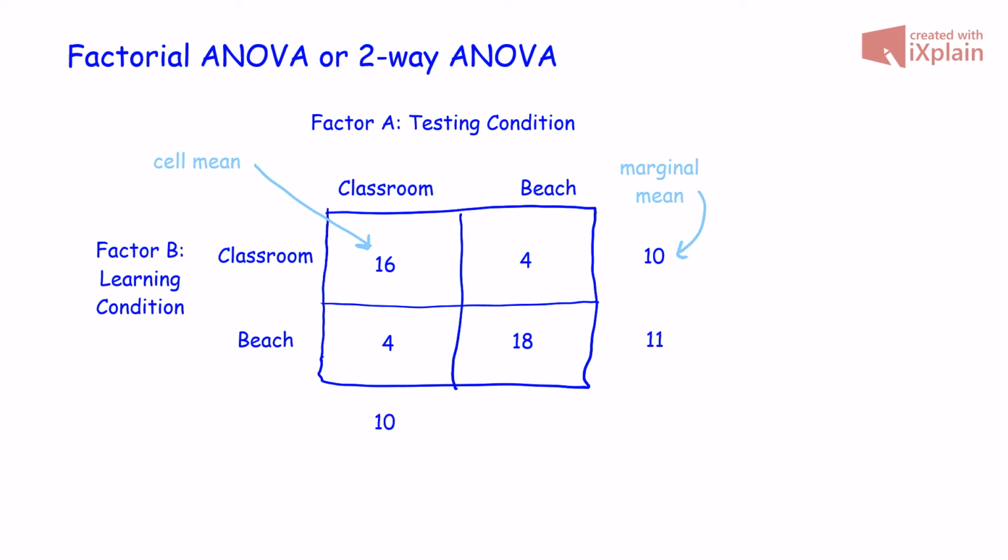Okay, and 11 is another marginal mean. 10 is another marginal mean, and 11 is another marginal mean. So 11 is the average of these. This 10 is the average of these. This 11 is the average of these.